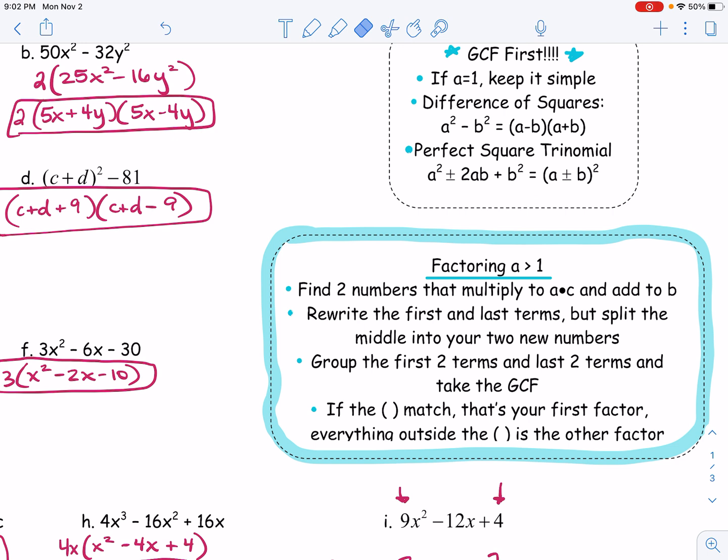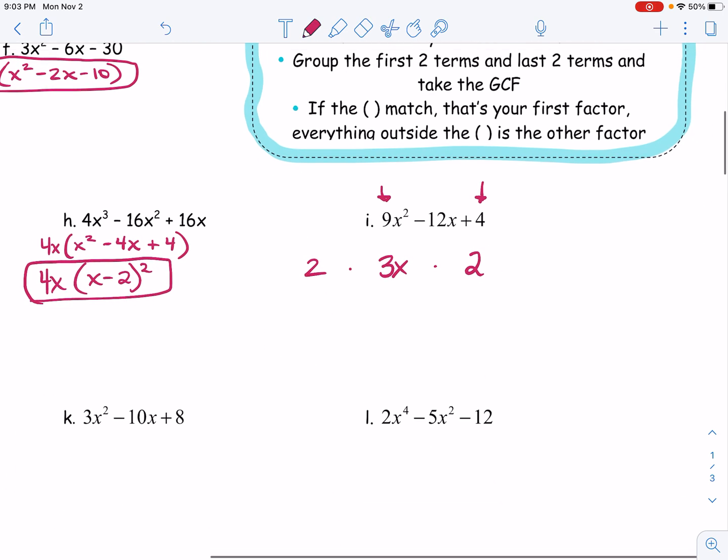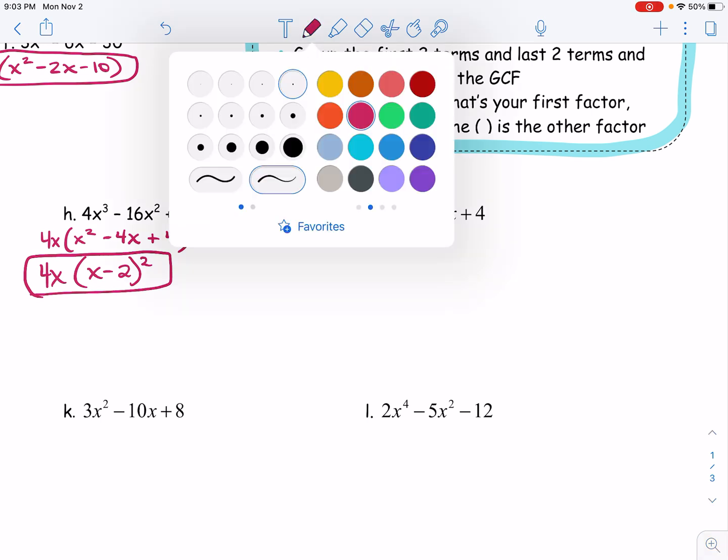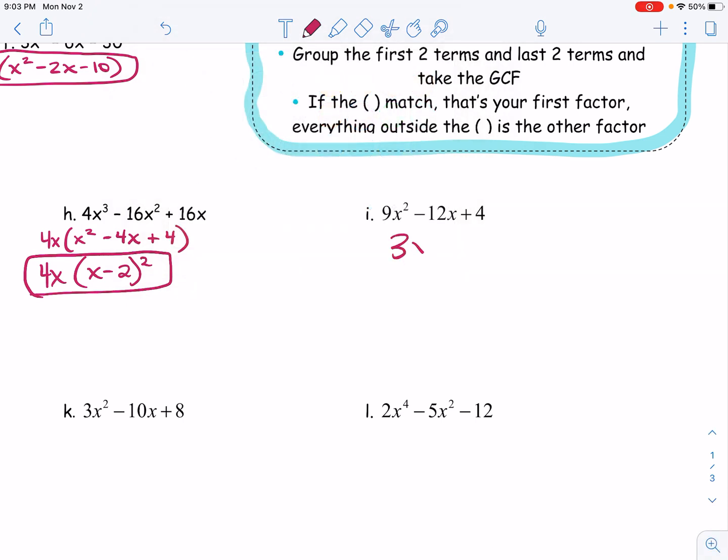Remember, the middle term is always 2 times a times b. So the square root times 2. All right, so be careful with that. So is 2 times 3x times 2 equal to 12x? Yes, it is. And so I know this is a perfect square trinomial. So to factor that, I take the root of the first, the root of the last, and the sign of the middle. And voila. And again, you could always check yourself.